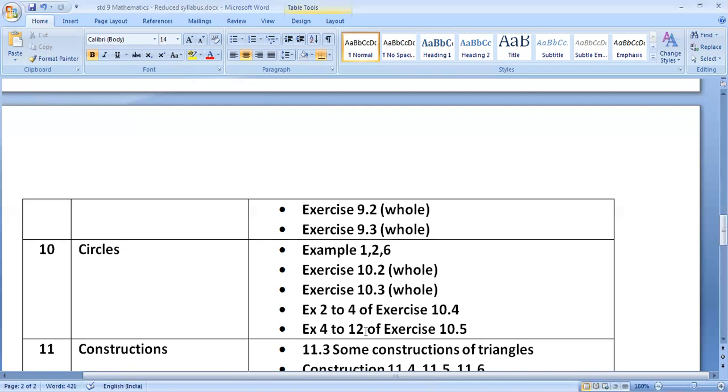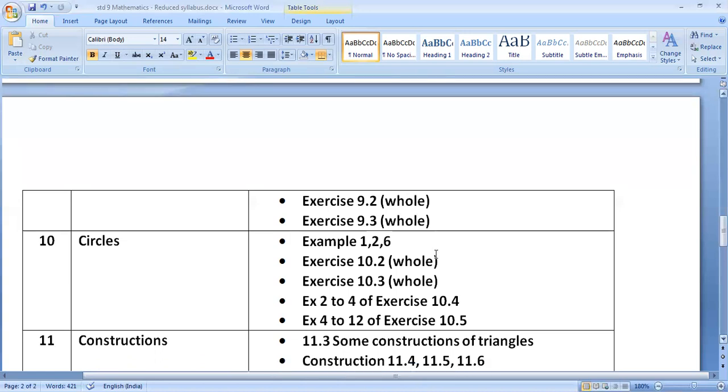As we know, exercise 10.6 is an optional exercise which is definitely excluded from the syllabus. So in this chapter 10, circles, example 1, 2 and 6 are excluded, while 3, 4, 5 are included. Exercise 10.2 whole exercise excluded. 10.1 whole is included. Exercise 10.3 whole exercise excluded. Exercise 10.4 2 to 4 questions are excluded. Exercise 10.5 4 to 12 questions are excluded.